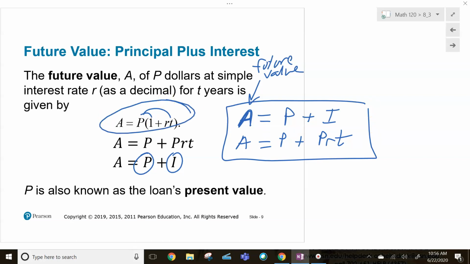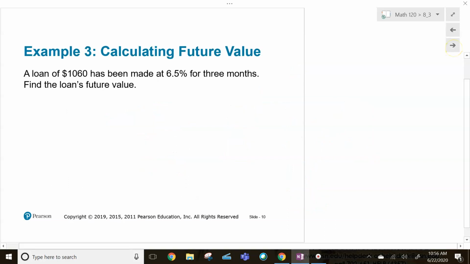And P, the principal amount, is also referred to as the present value, by the way. That's your present value, P. Present value, principal amount. Okay, let's do some examples here. A loan of $1,060 is made at 6.5% for 3 months. What's the loan's future value?